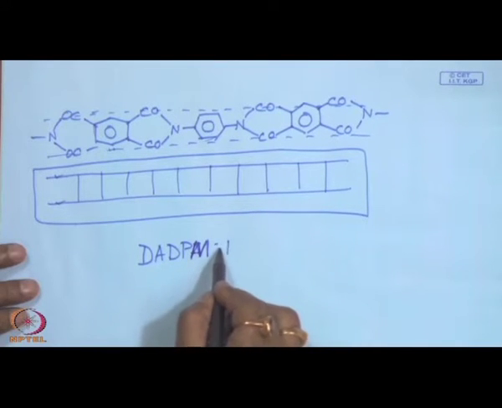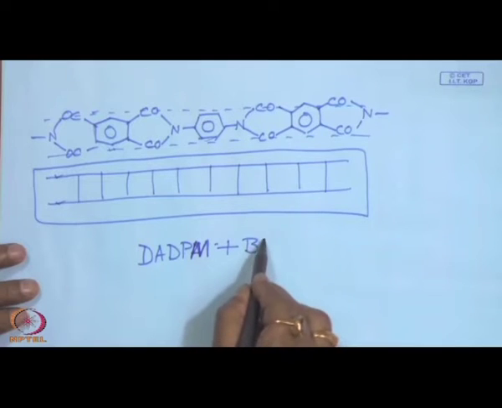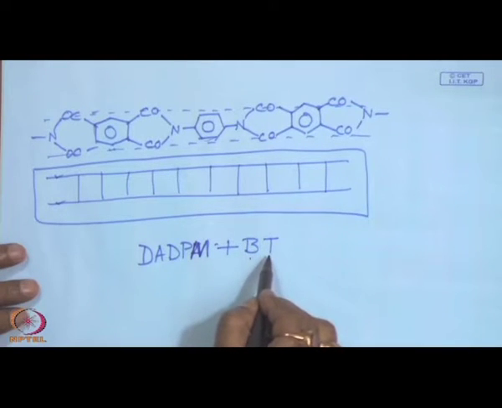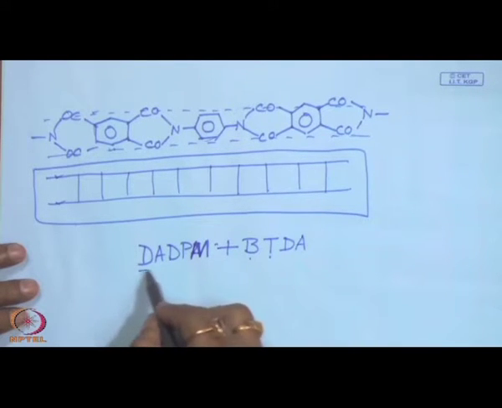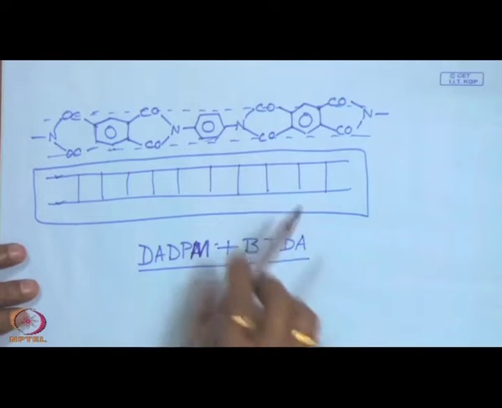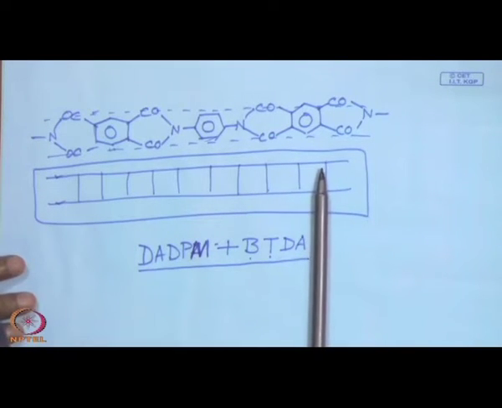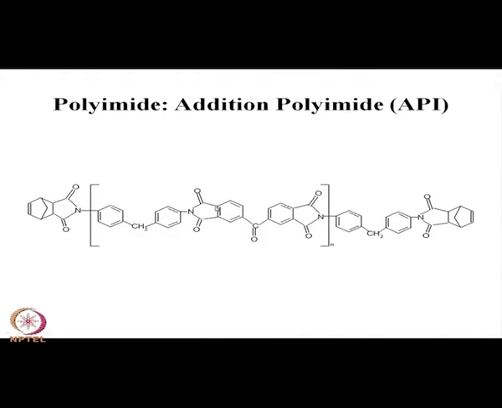DADPM plus BTDA. BTDA is benzophenone tetracarboxylic dianhydride. This tetracarboxylic means it originated from one carboxyl group, another carboxyl group, another, and another. So, 4 carboxyl groups. So, this is benzophenone tetracarboxylic dianhydride that was reacted with diamino diphenyl methane.